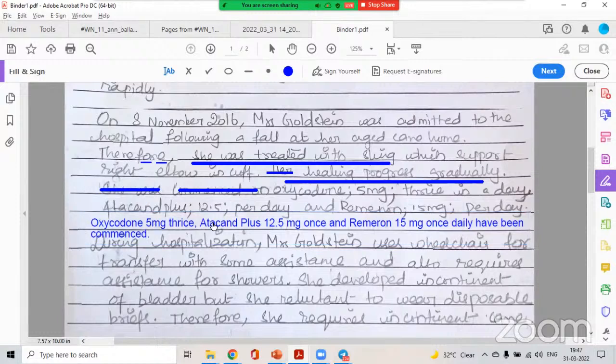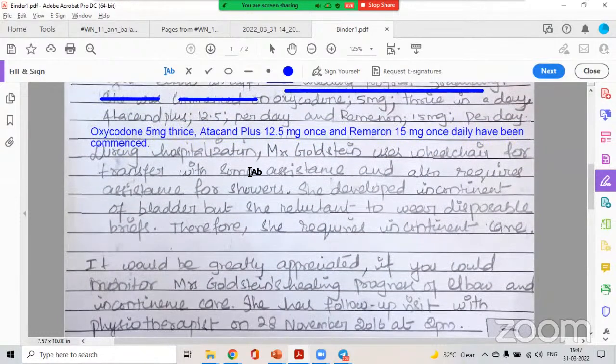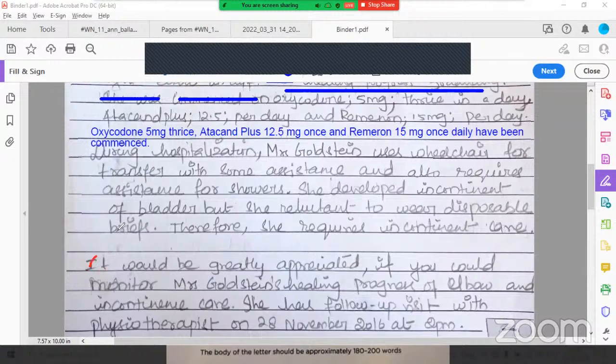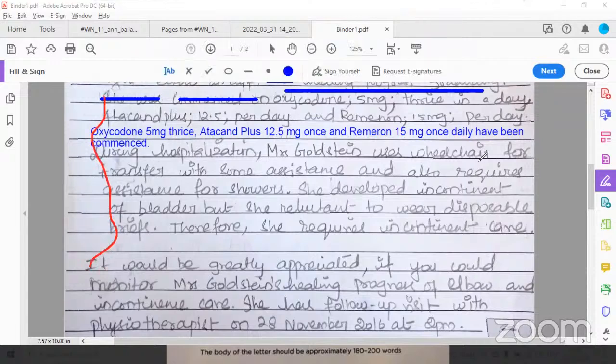That's it. During hospitalization, comma. See your handwriting, how it is going. I want to show that one. So see here how it is going. Why like this? Why like this? Up and in and out. So manage this one next time.